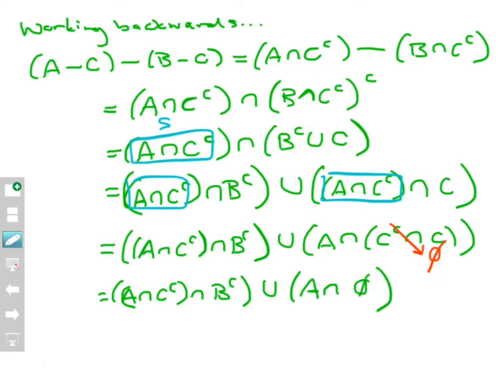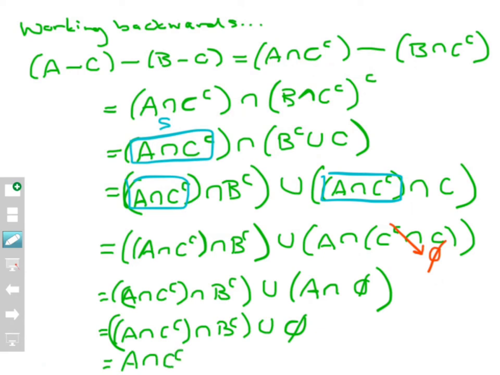Now, look again at what I have. I have A intersect the empty set. Well, that is this whole thing here: A intersect C complement, parenthesis, intersect B complement, union with the empty set. When I intersect with the empty set, I get the empty set. It's like multiplying by zero. When I union with the empty set, it's like adding zero. I get this entire line equal to A intersect C complement, intersect B complement.